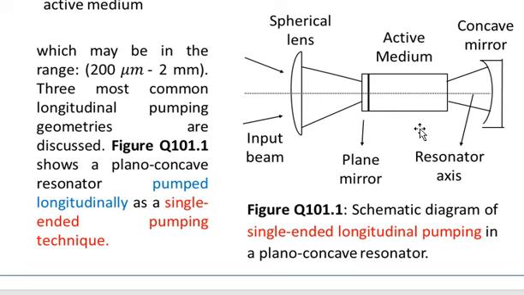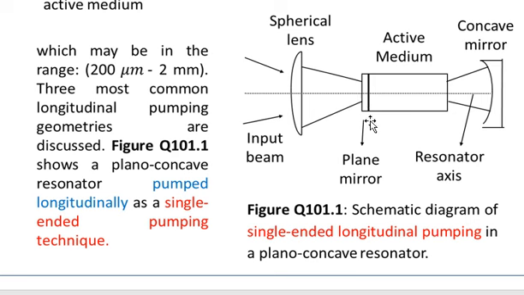active medium. The cavity is formed by the plane mirror on the left end of the active medium and the concave mirror on the right end of the active medium. So this will form the resonator cavity in which the active medium is placed. The spherical lens will focus the beam from the single strip diode laser onto the active medium, so that the spot of the laser beam being focused on the active medium should have approximately the same dimension as the cross-sectional area of the active medium.